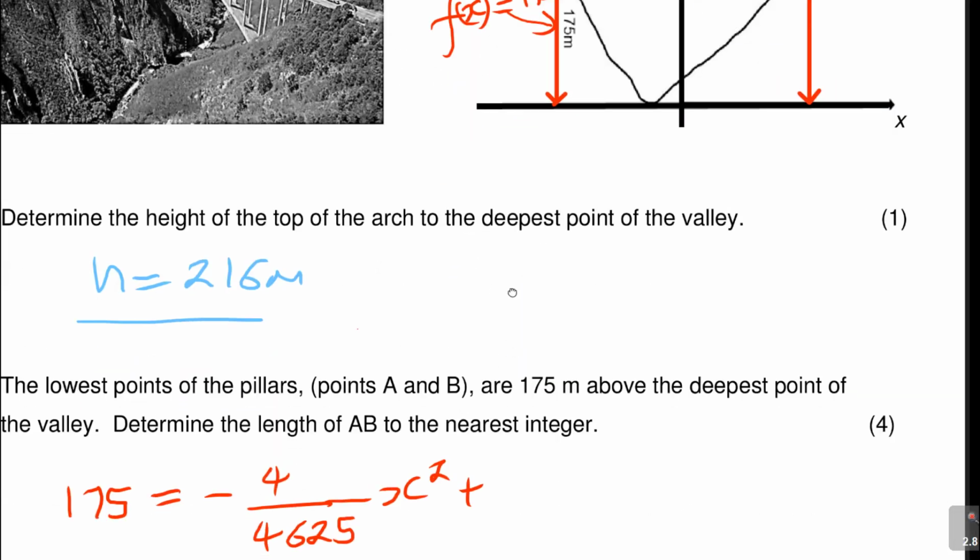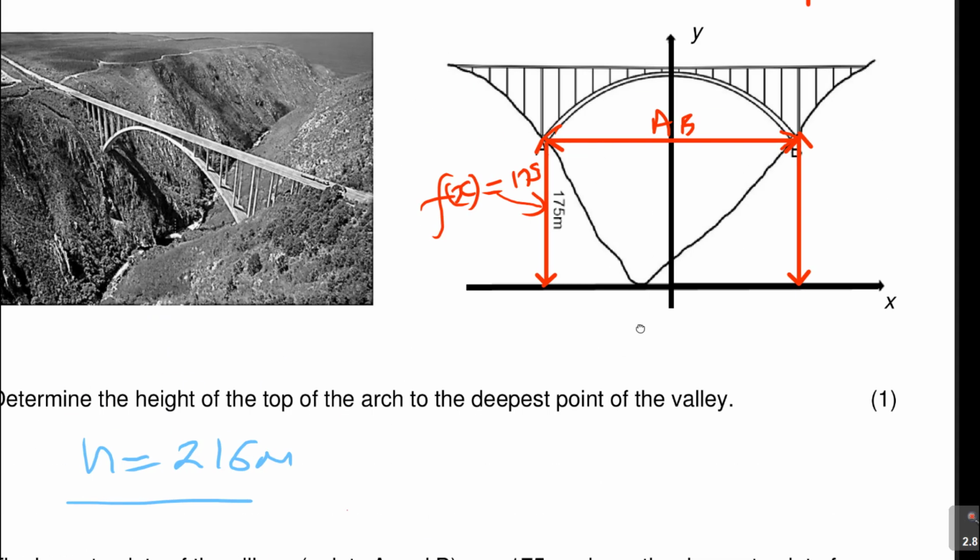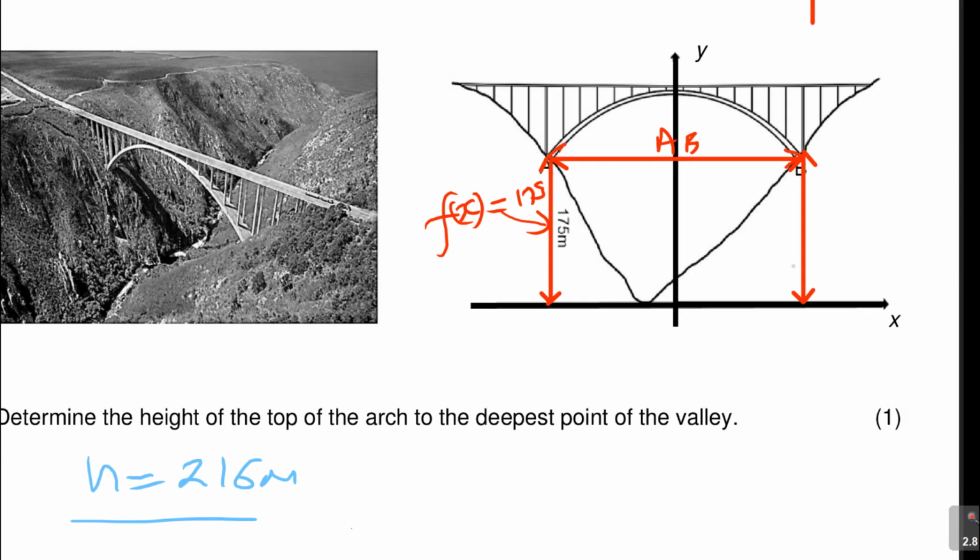Plus 216. You see? Because what I want to show you is, this is still the y. Why? Because it's going up. So when y is equal to 175, the question is what is x?